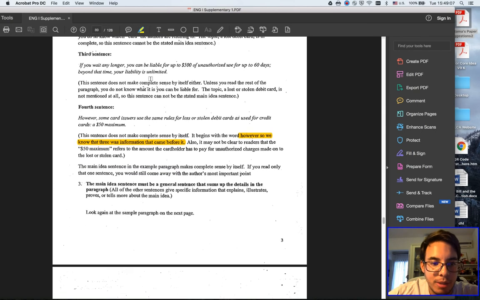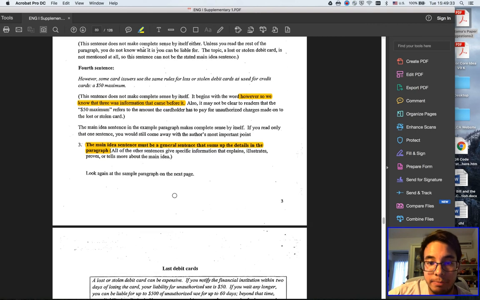Now, the third thing that you need in order to identify the main idea sentence is that it needs to be a general sentence that sums up the details in your paragraph. All of the information in the paragraph connects to this main idea, which is the same thing as your topic sentences in your example paragraphs. So everything connects to the main sentence.